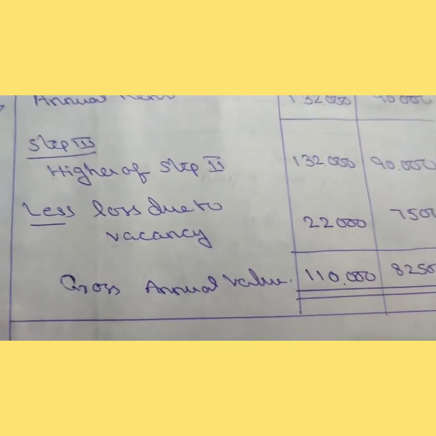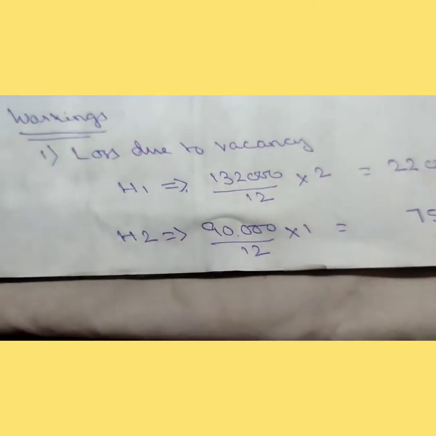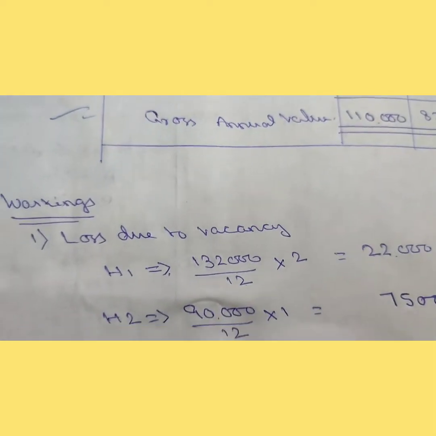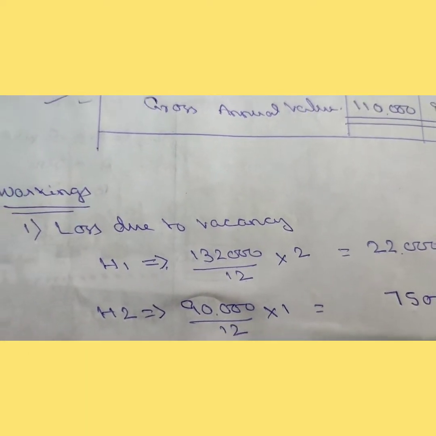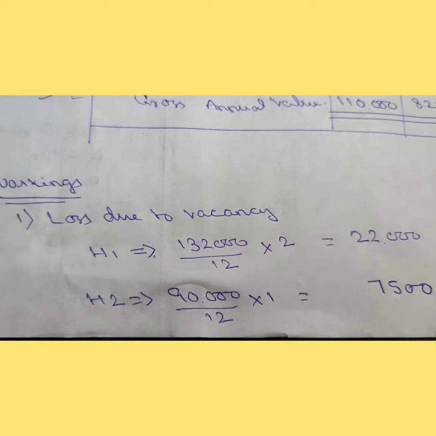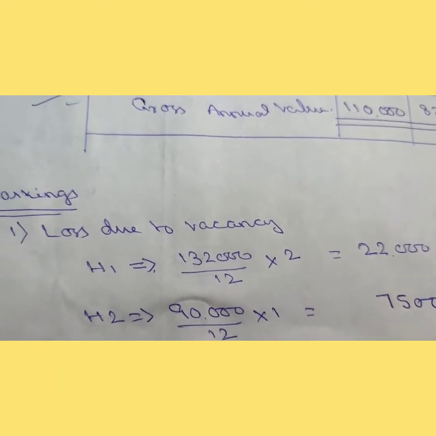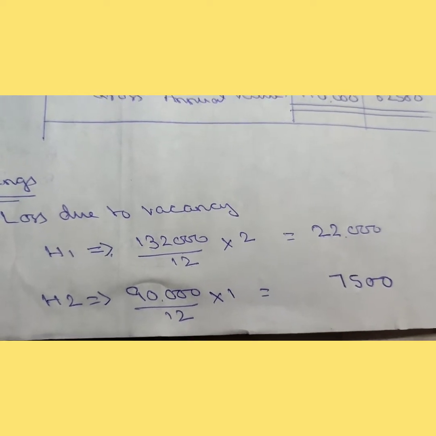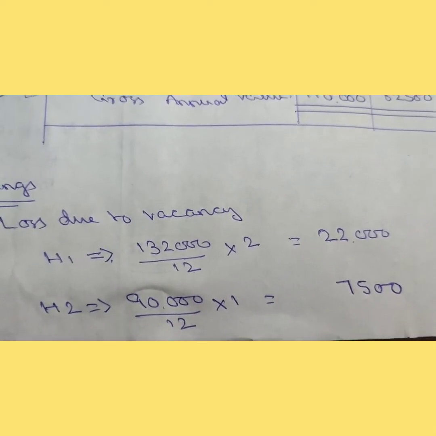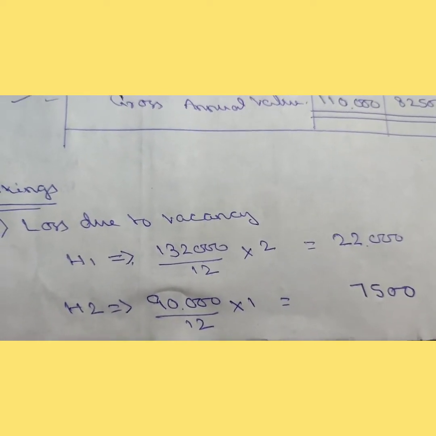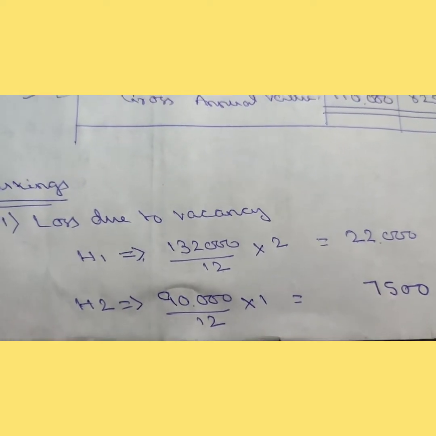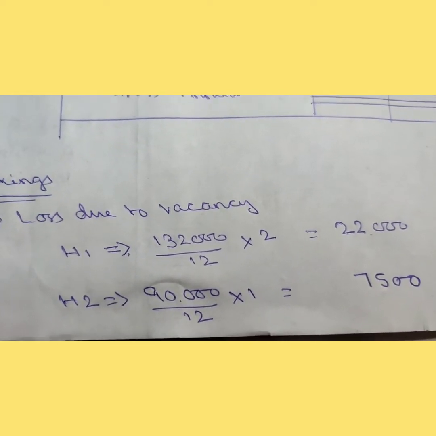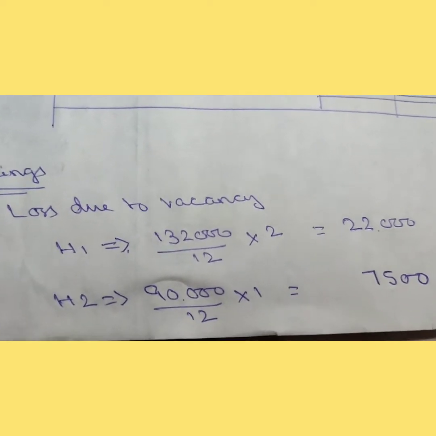Now, we have to calculate the loss due to vacancy. For calculation of loss due to vacancy, we have to make some workings. In case of house 1, annual rent is given in the question as rupees 1,32,000. So 12 months rent is rupees 1,32,000. Divided by 12, we get 1 month's rent, and multiplied by 2, because vacancy period is 2 months, we get 22,000. This is the loss due to vacancy for house 1. And for house 2, there is a vacancy period of 1 month. So annual rent of rupees 90,000 will be divided by 12, because it is a 12 months period rent. So 90,000 divided by 12, and we get 7,500 as the vacancy loss for house 2.